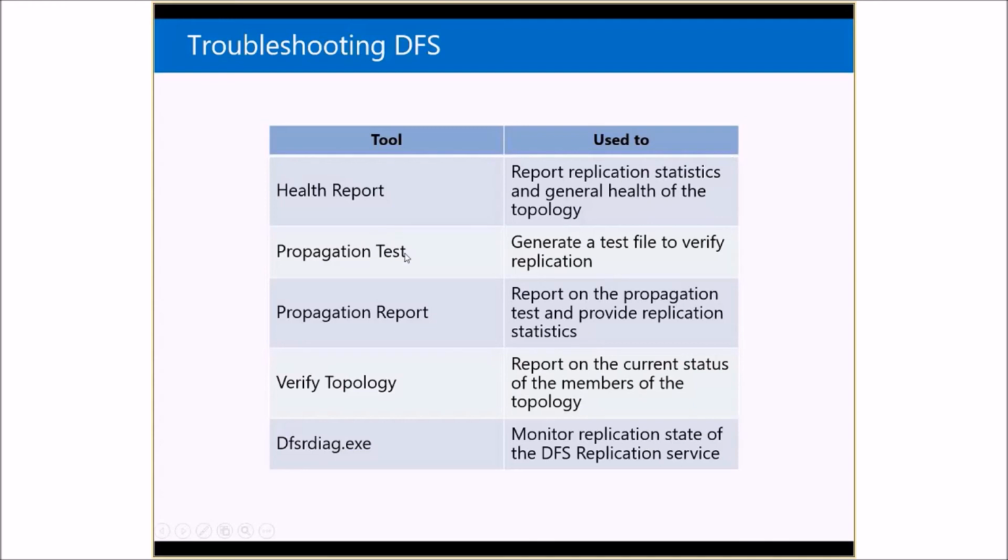With the propagation test, you know what I do? I just create a new file in the folder that I'm replicating. If I create a new file here and I see it over there, then it's replicating. The propagation test does the same thing, but not manually like I just described. The propagation report reports on the propagation test and provides replication statistics. Verify topology is a report on the current status of the members of the topology. And there's also DFSDiag.exe, a command line executable that monitors the replication state of a DFS replication service.